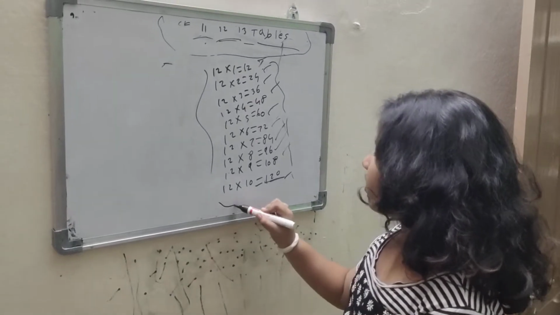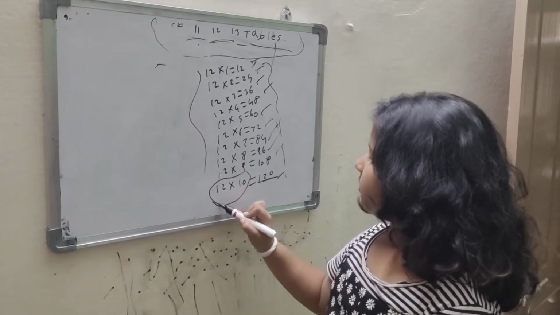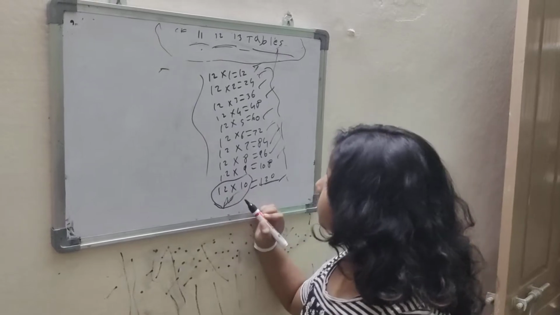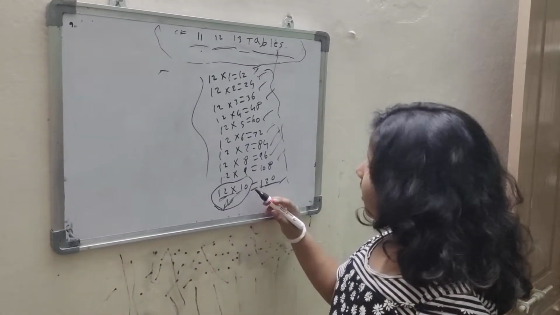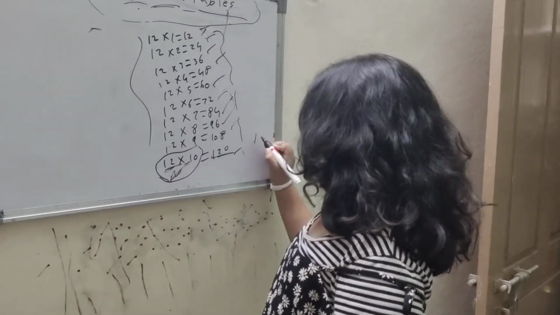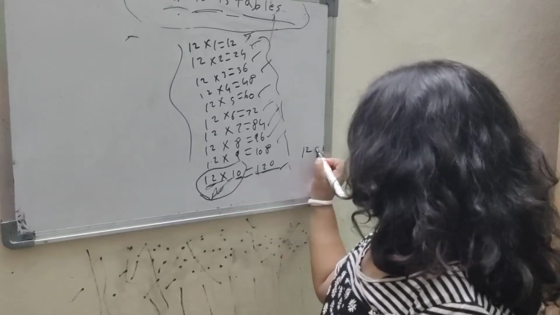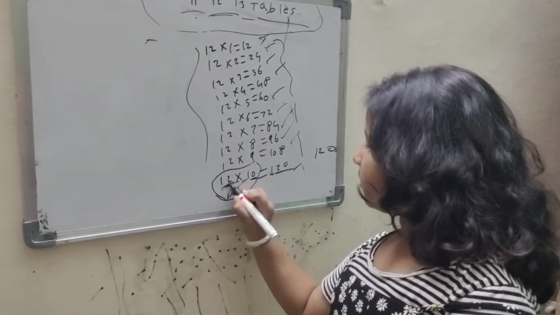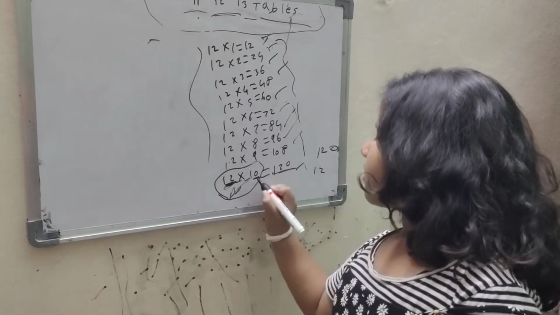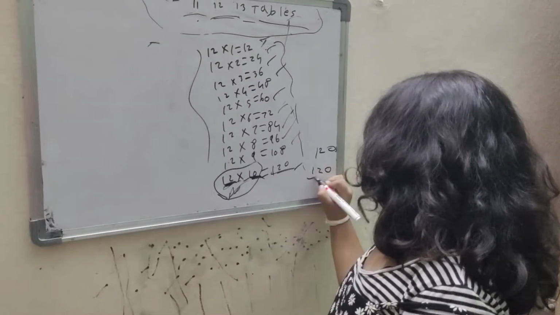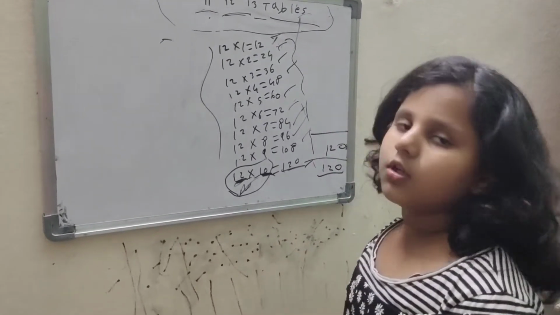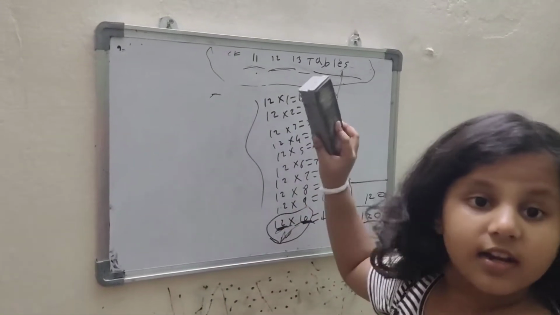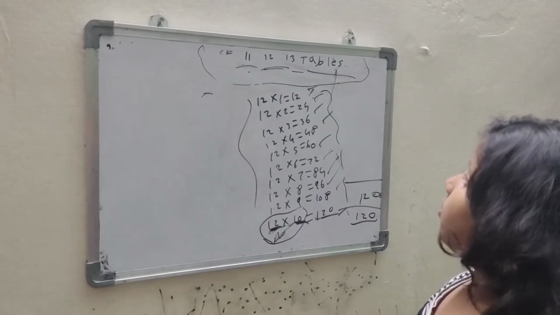So here, I understand this is not a doubt. See, this is the correct one. We will just write 1, 2 and add this 0 here. See, we will write this 12 here and this 0 here. 120 is the answer. Are you clear with the 12 table now? Let's go to 13.